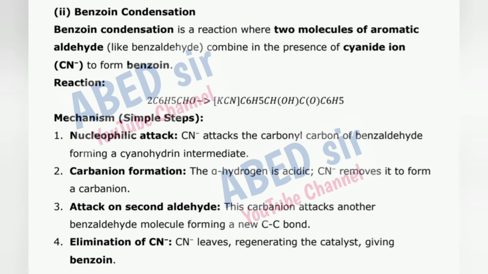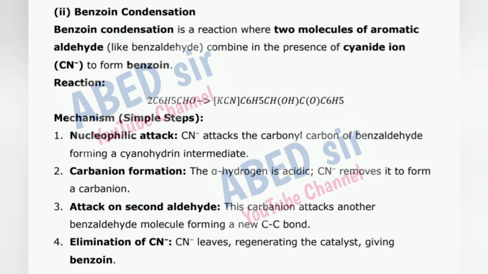2. Benzoin condensation. Benzoin condensation is a reaction where two molecules of aromatic aldehyde, like benzaldehyde, combine in the presence of cyanide ion, CN⁻, to form benzoin. Reaction: 2C6H5CHO, KCN, gives C6H5CH(OH)COC6H5. Mechanism: simple steps.